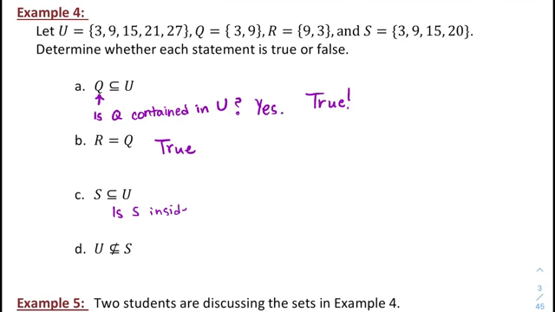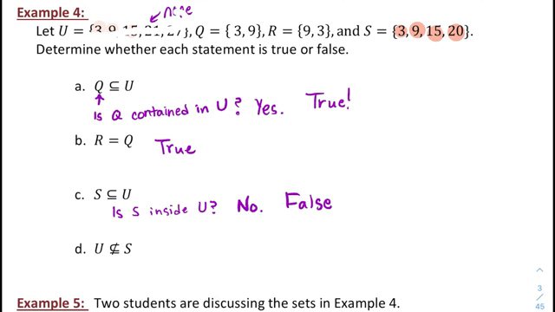If you look at C, it's another subset. We want to see if set S is contained within set U. So if you look at set S, find everything inside of it in set U, that makes it a subset. But we don't have 20 inside of set U, so that means it is not a subset.